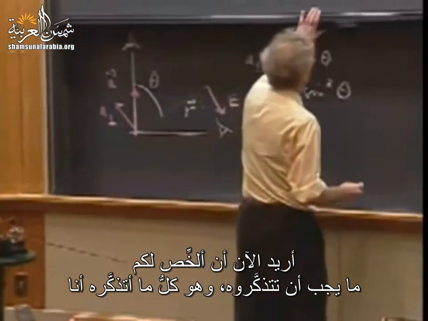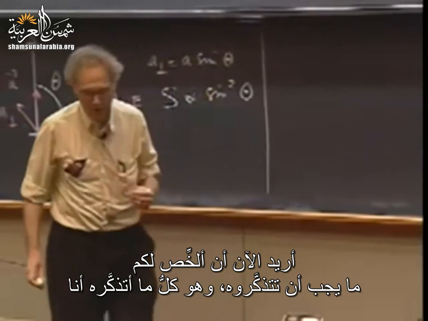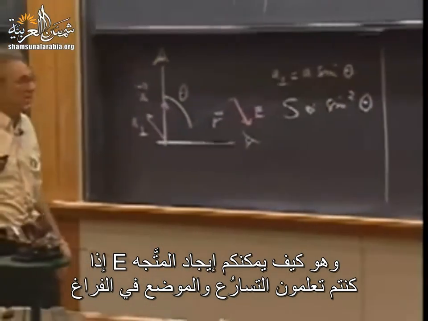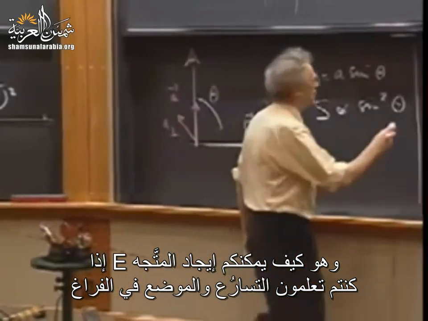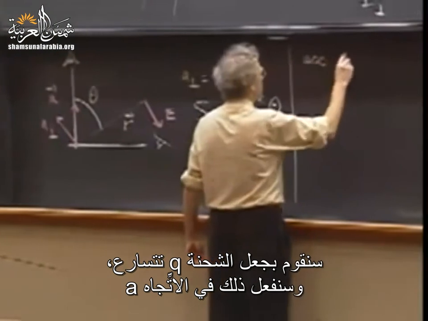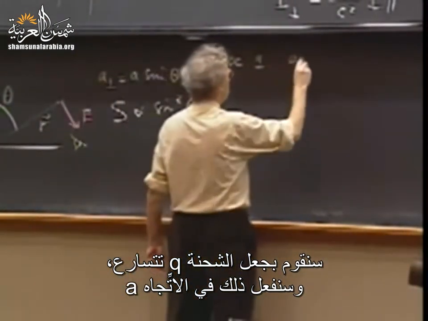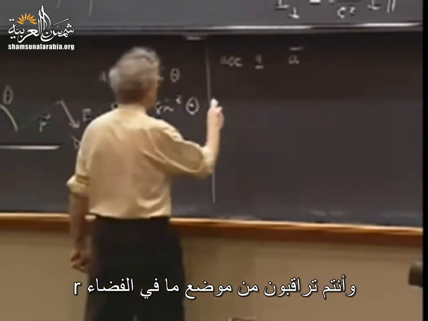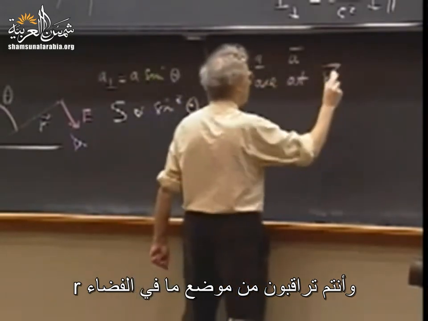So now I want to summarize for you basically what I want you to remember, and which is all that I remember, and that is how do you find the E vector if you know the acceleration and you know where you are in space. So we accelerate Q, and we do that in the direction A, and you are at some position in space R.